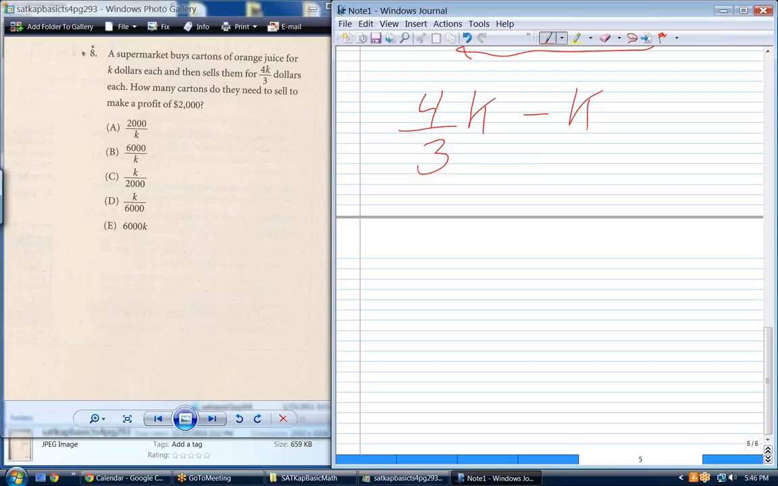Four-thirds K minus K. Subtract your cost. This is what they sell it for. This is what they buy it for. So their profit on each carton is what? What's the answer to this? 2,000. No. That's the profit on all of them. We're looking for a profit on each carton.